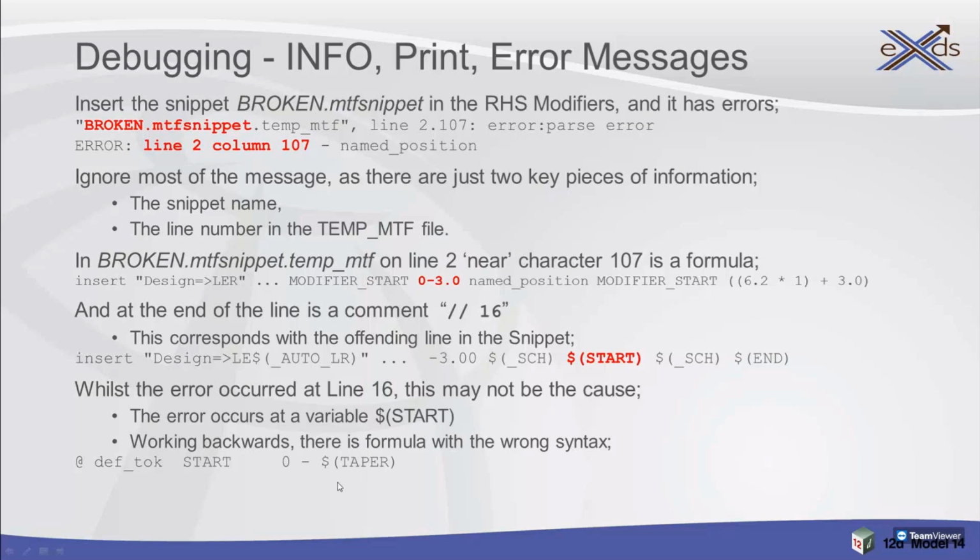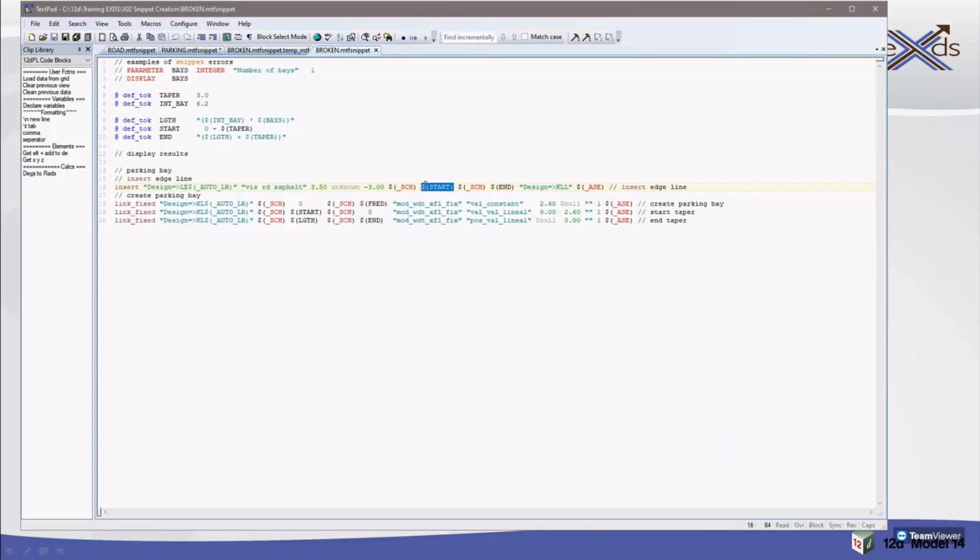So working backwards from there, we go back to where start is defined, and we see that there's a formula. And the syntax for the formula is wrong. This thing should have brackets and quotes and everything around it. So we can simply fix that error with some brackets and quotes around it. So we've got start here, we come back up, here's where start's being defined and the formula's wrong. So we simply put some brackets and quotes around it.